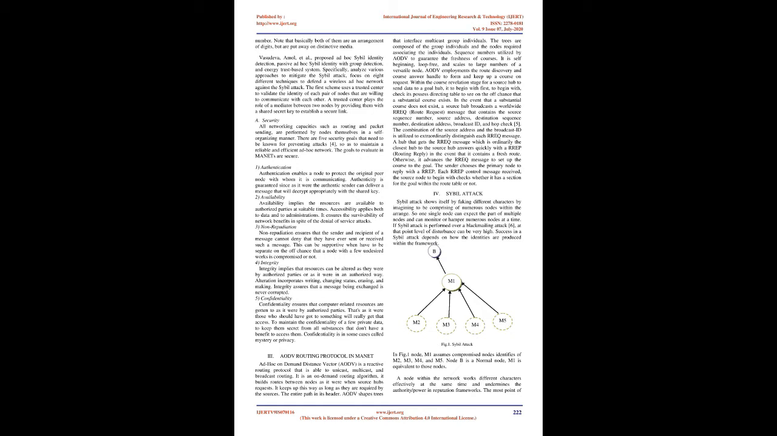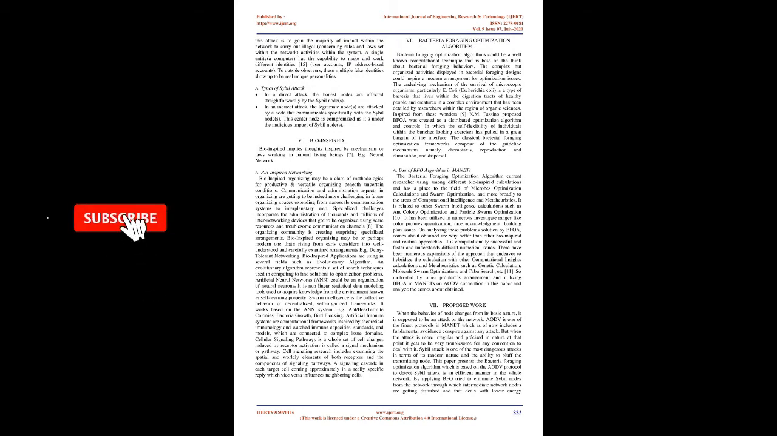5. Confidentiality. Confidentiality ensures that computer-related resources are accessed only by authorized parties. That's only those who should have access to something will really get that access. To maintain the confidentiality of some private data, to keep them secret from all entities that don't have a privilege to access them. Confidentiality is sometimes called secrecy or privacy.